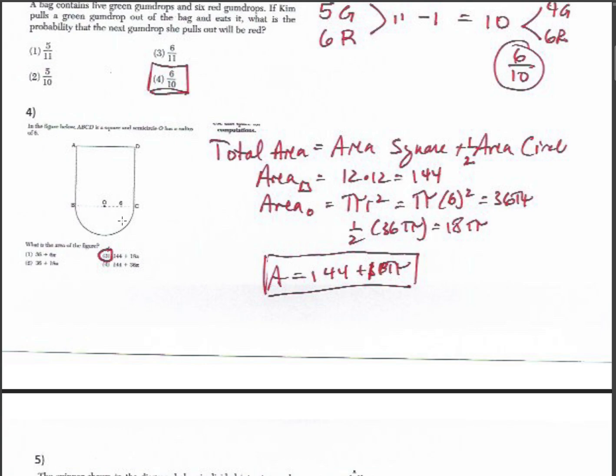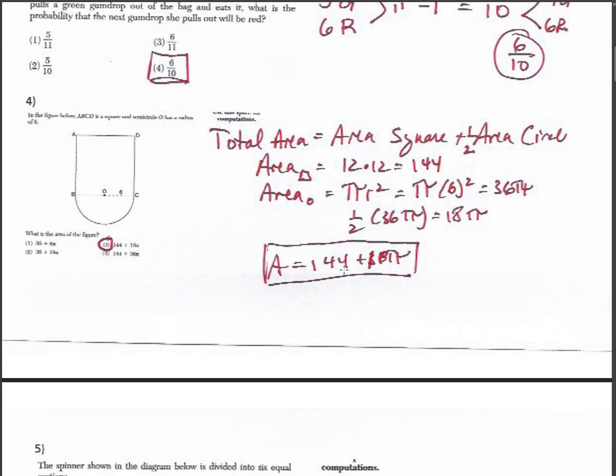We're only going to do half of it, because only half of the circle is used here. This kind of looks like a basketball key. Okay, so this would be pi r squared, which is pi times the radius squared, and it shows you the radius here is 6. So pi times 6 squared is 36 pi, but remember, we're only doing half of that. So half of 36 is 18. So it's 144 plus 18 pi, choice number 3.